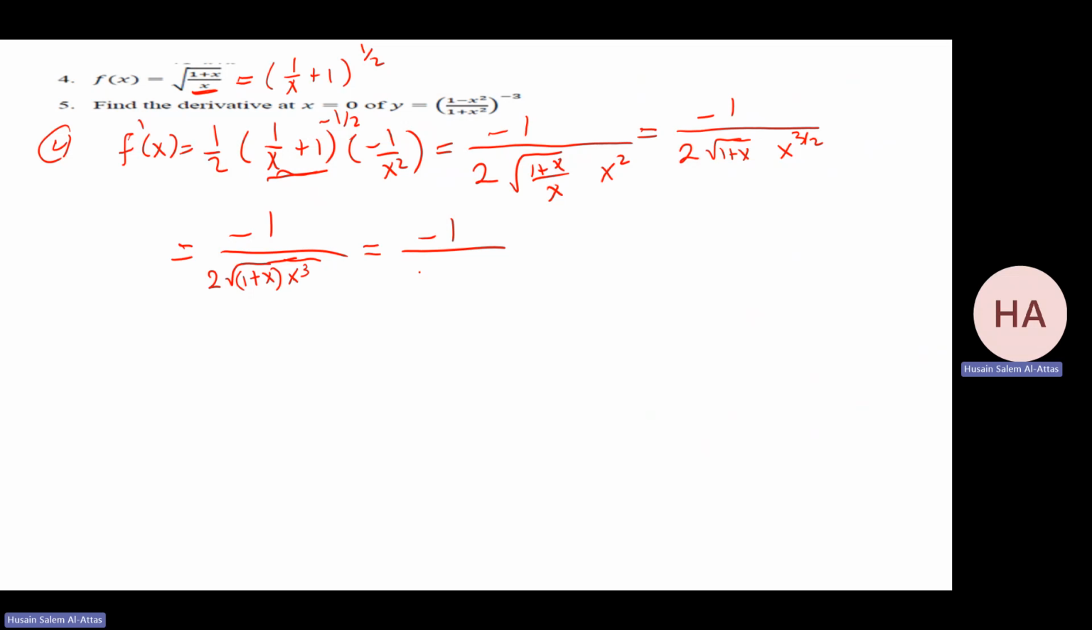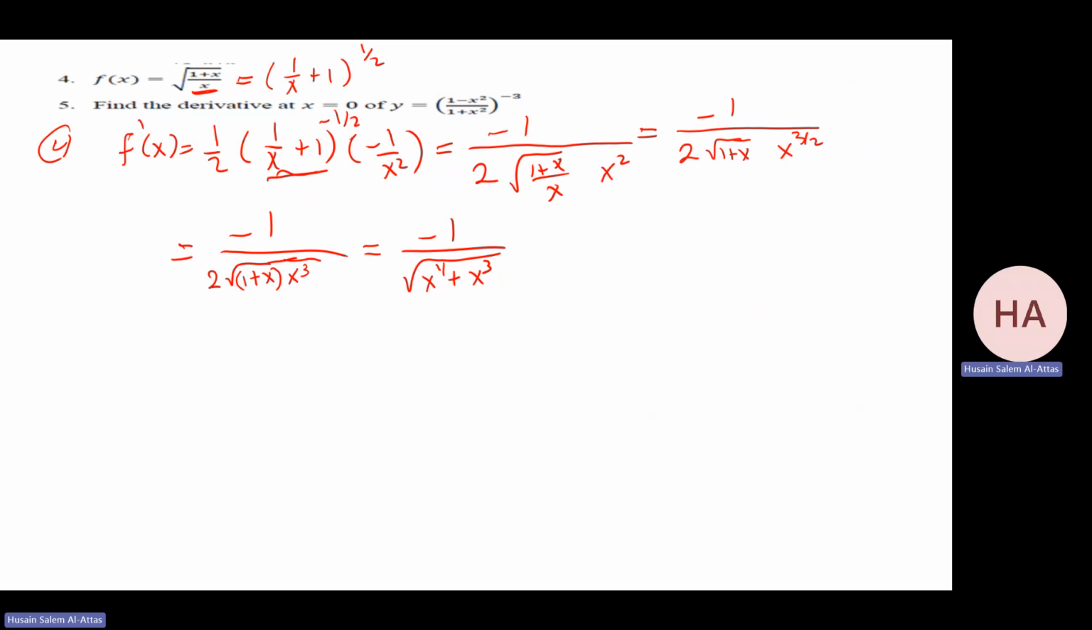That will be minus 1 over x to the power 4 plus x cubed. Minus 1 over x to the power 4, square root of x to the power 4 plus x cubed.